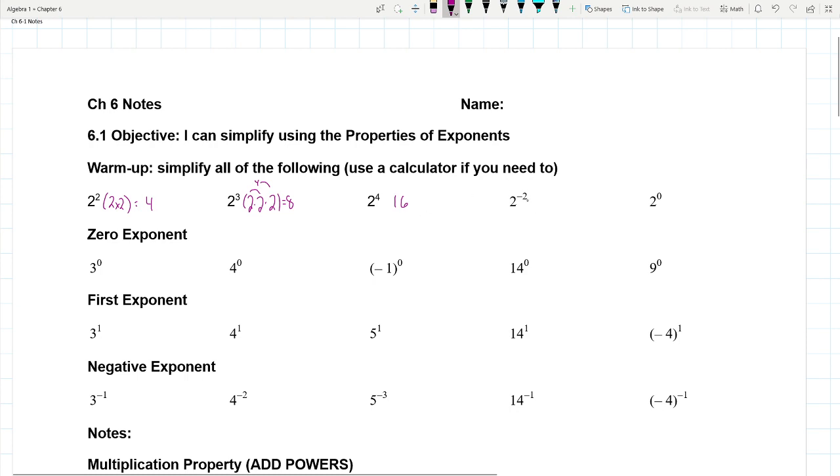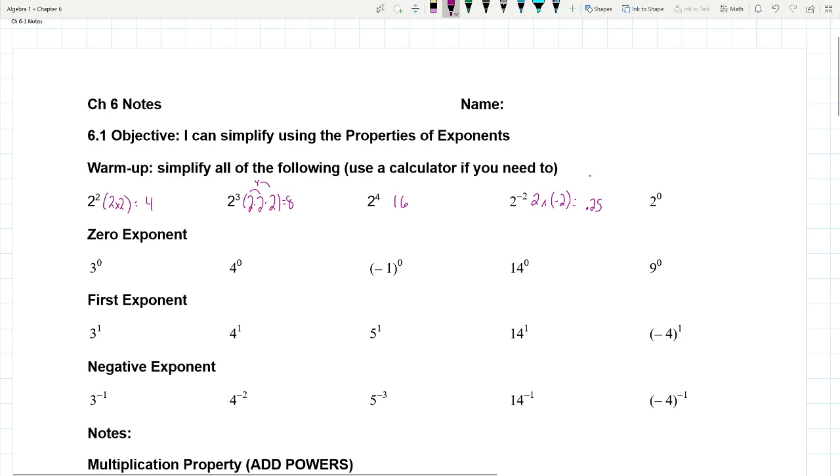2 to the negative second. This one might have been a little bit different. If you plug this into a calculator, you needed to make sure that you go 2, then the caret button, and then put the exponent in parentheses. I always find that makes it come out right. So I do parenthesis, -2, close the parenthesis. And whenever you got that, you should have gotten 0.25.